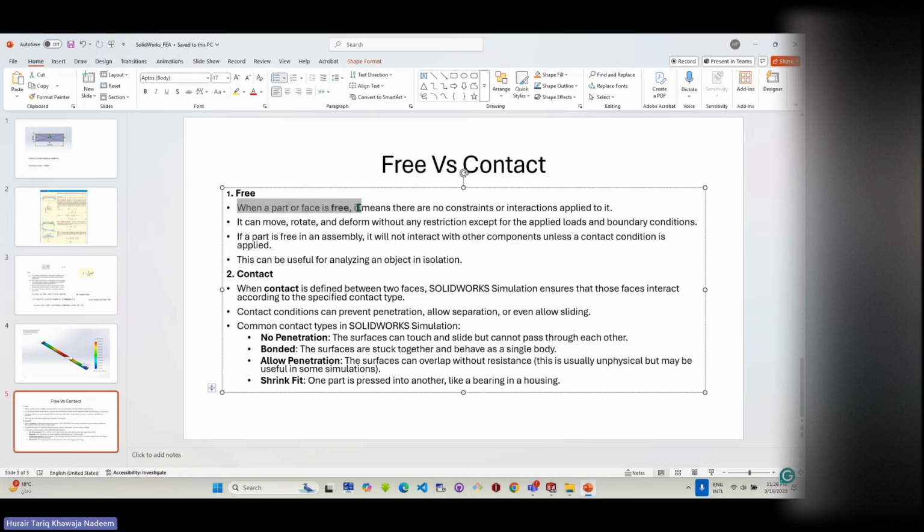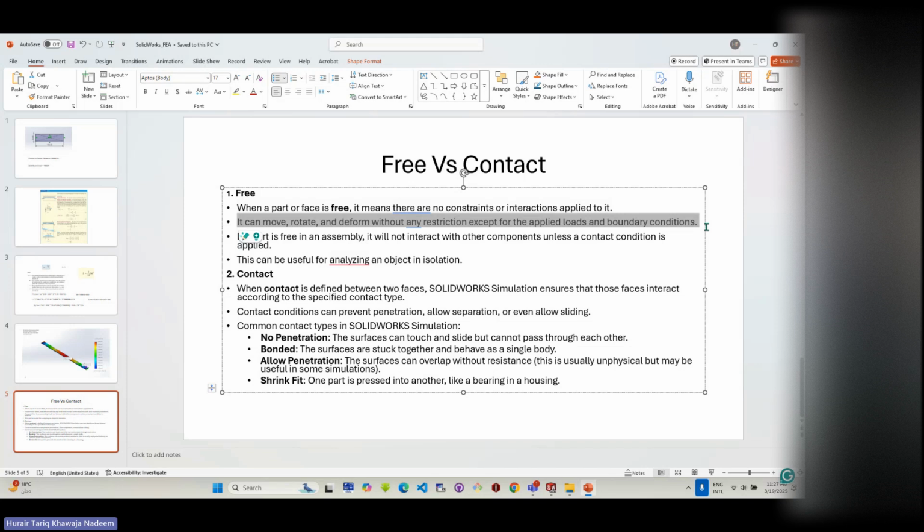Free means when a part or a face is free, there is no constraint or interaction applied to it. This means it's going to rotate, and it's even going to penetrate inside the material. It's going to consider that there is no material. So the key is going to pass all the way through the keyway and completely rotate 360 degrees. It can move, rotate, and deform without restriction, except for applied loads and boundary conditions. If you apply load and boundary condition, then it's going to stop.